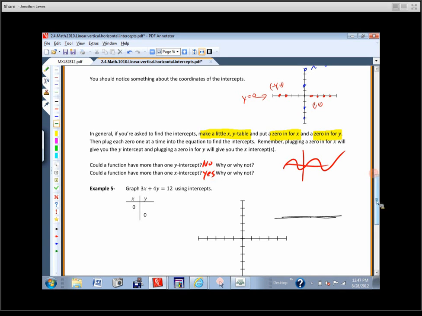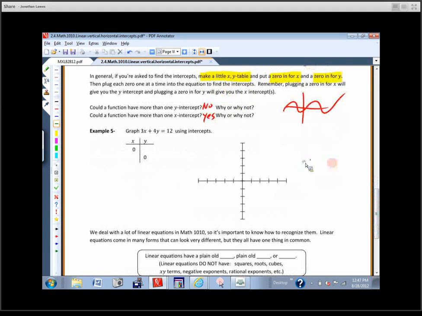Okay, so next problem, this is example number 5. We want to graph that linear equation and we want to do it using intercepts. So a little hint here, how are we going to find the intercepts? What have I done here for you? Made a little XY table. What's this? A 0 for X, and what's this? A 0 for Y. So let's go ahead and plug those in.